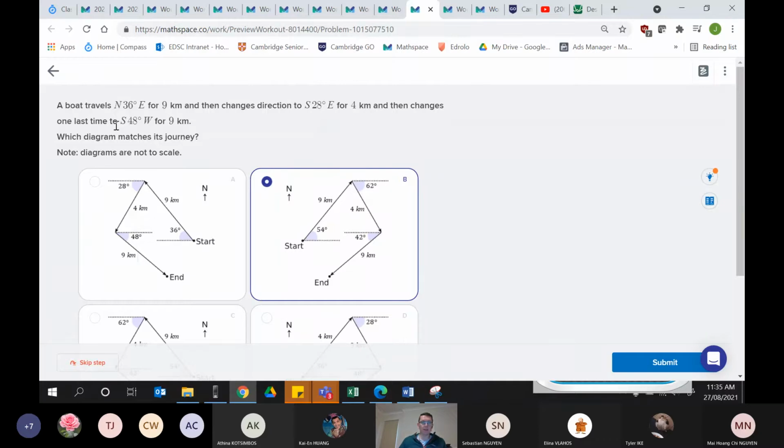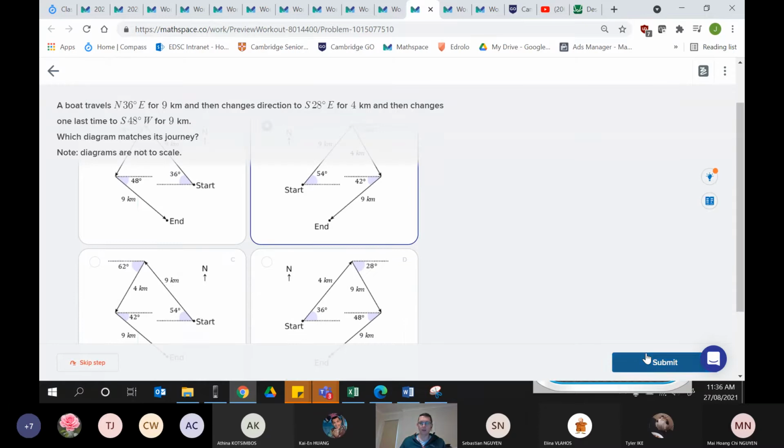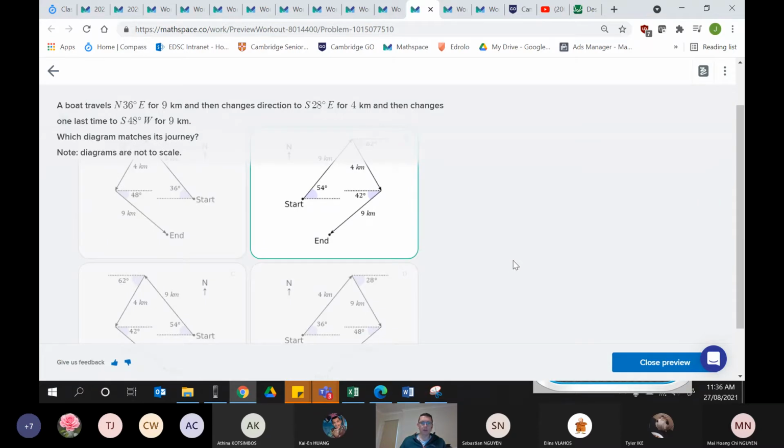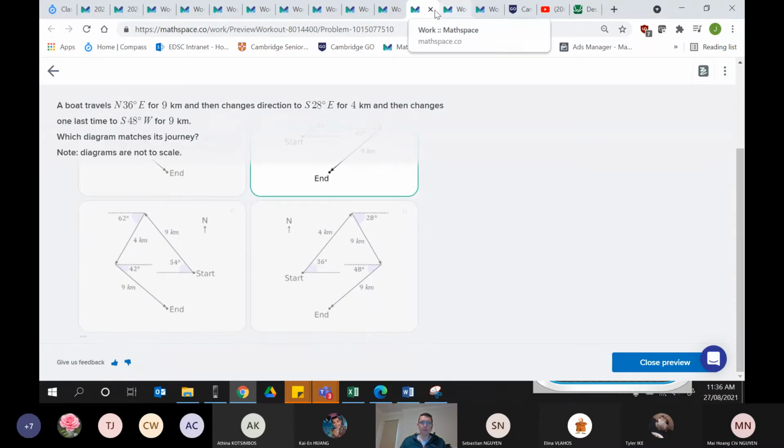And then it changes one last time, south. Start south, 48 degrees to the west. 48 plus 42 gives me 90. So that is correct for 9 kilometers. So I'm really happy with that. I would have stopped at the first one. I love multiple choice questions because you can just get through them straight away.